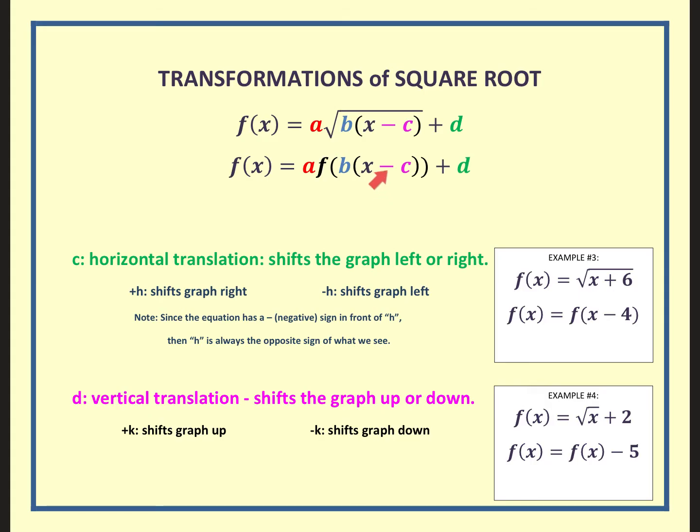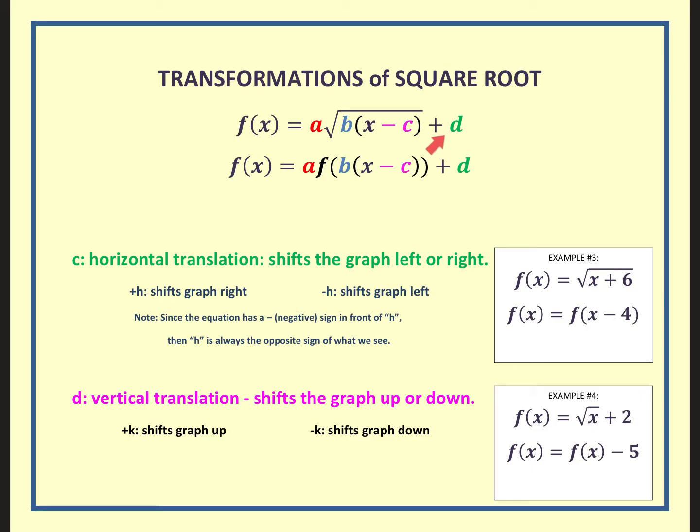Now, because you see a negative sign here, we're always going to change the sign of whatever we see. So if we see a positive 6, this graph is really going to the left 6 because it changes. If we see a -4, this graph is going to the right 4.